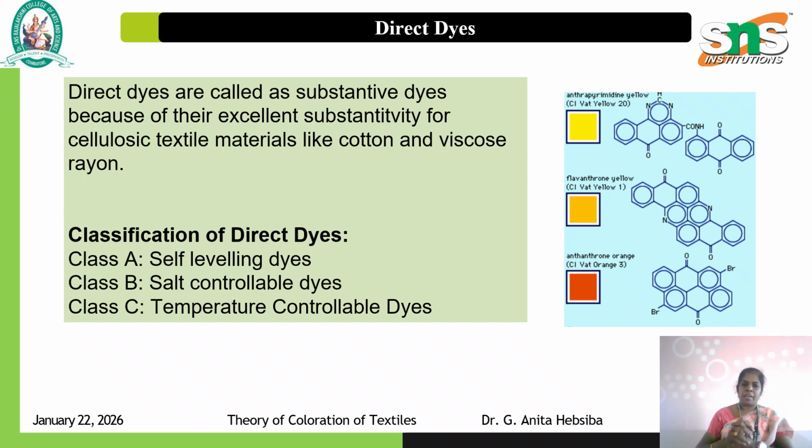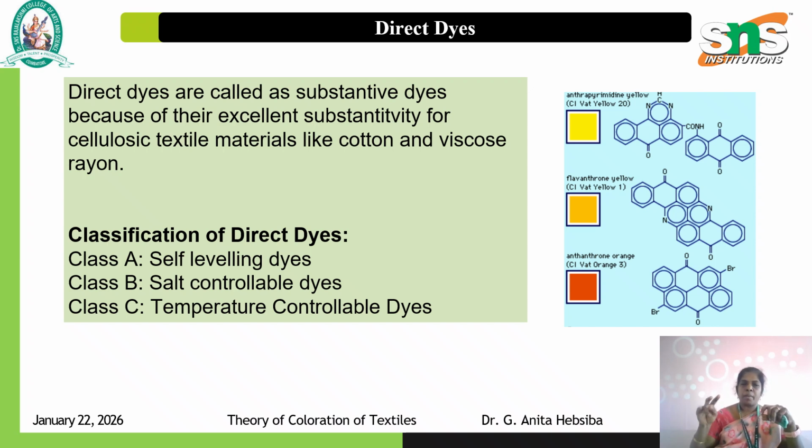What is a self-leveling dye? Self-leveling dyes are dyes which get attached to the fiber in a controlled way. That is, they do not need any leveling agent or retarding agent. So the rate of fixation is uniform throughout the dyeing process. This is one of the specialities of direct dyes.